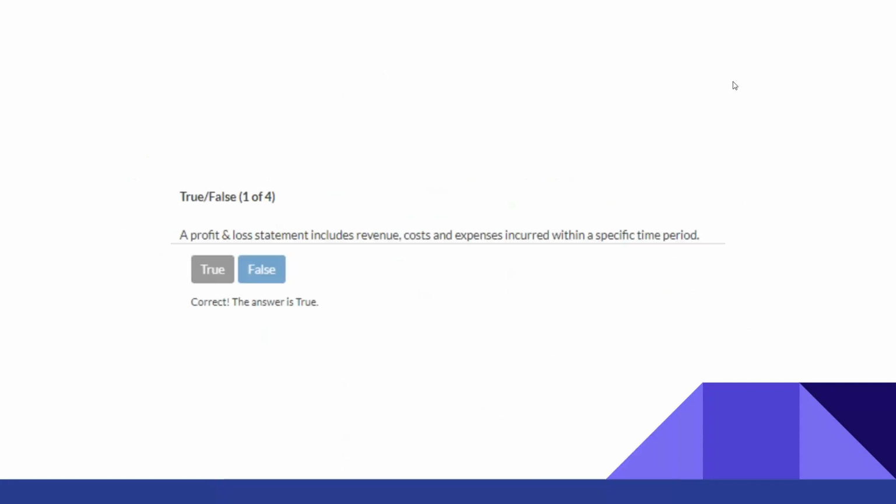Okay, we have a true and false. A profit and loss statement includes revenue, cost, and expense incurred within a specific time period. I know everyone's gonna laugh because I couldn't pronounce that word right, but it's okay. True or false? Correct answer is true.